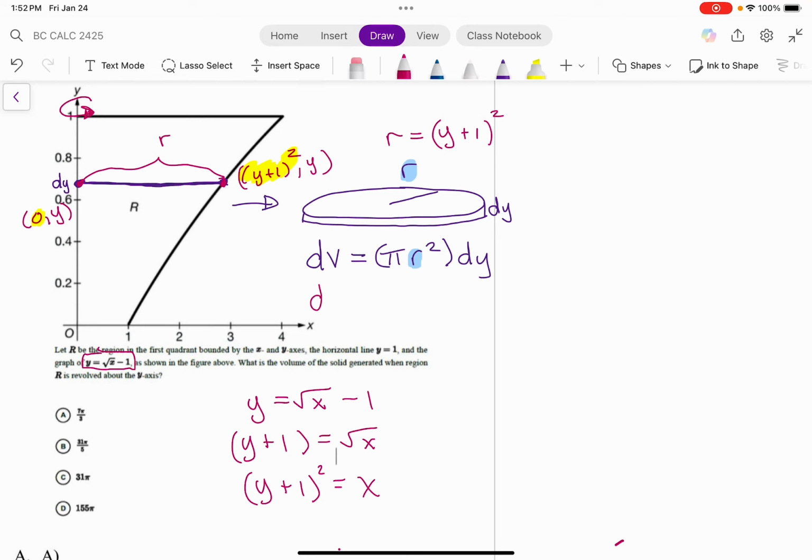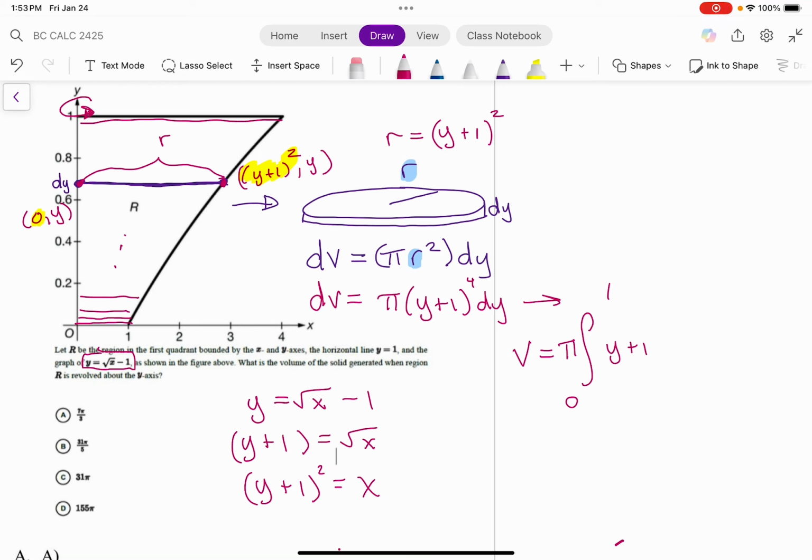Okay, and so now I have that a little change in volume is equal to pi, and my r squared would be, so let's be clever here, r squared is (y plus 1) squared squared, so that's (y plus 1) to the 4th. And now what I need to do is sum up all such disks as I rotate rectangles, as y goes from 0 all the way up to 1. And so that tells me that my volume is the integral from 0 to 1, pi, I'm going to put out here, (y plus 1) to the 4th dy. So that will give me the volume.